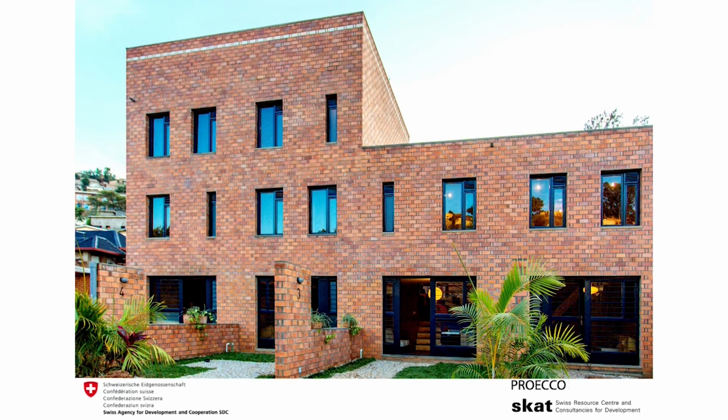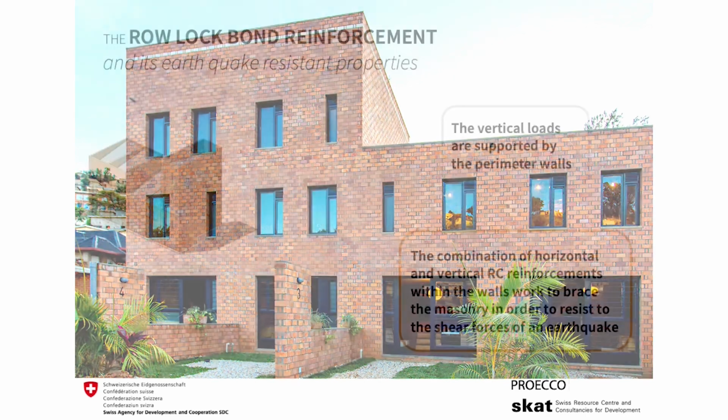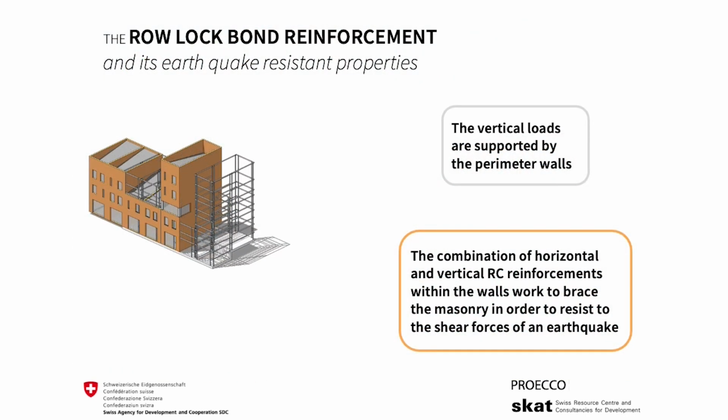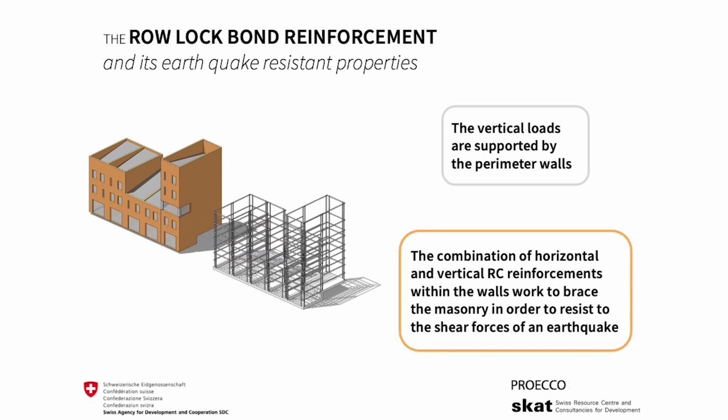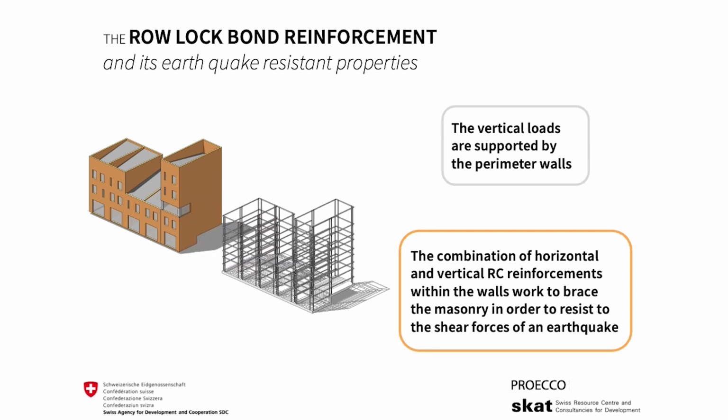We mentioned earlier the anti-seismic properties of the rolock bond technology. This is true despite the apparent absence of typical structural reinforcements we might expect to see in a brick building. The reinforced concrete frame is concealed within the walls, exploiting the cavities typical of this masonry. The result is a compound structure that can withstand both the vertical loads through the load-bearing masonry and the shear forces of a seismic event through the reinforced concrete three-dimensional frame.